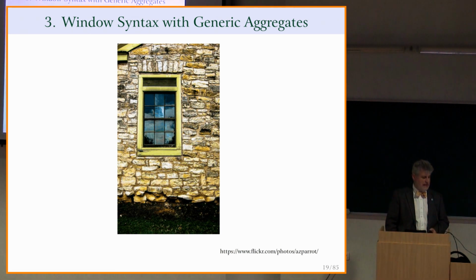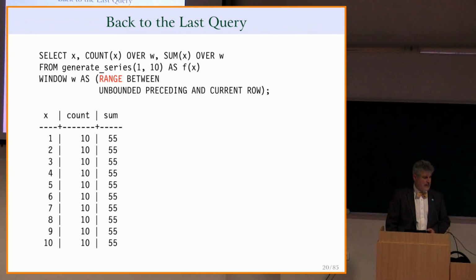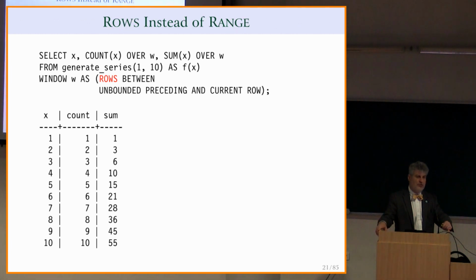Okay, so let's look at some examples. Here is the same generate series 1 to 10. And the same count with my count right here and my sum right there. We've seen this query before, okay? And as you'll notice, it's in range mode. What happens if I change the range mode to rows mode? That's the 55s. Change to rows mode, I get what looks like some interesting output, but in fact it makes sense.